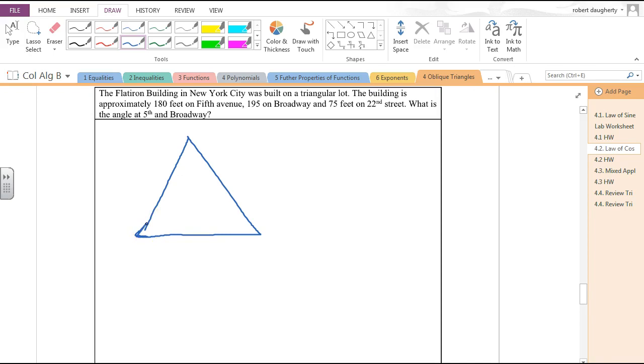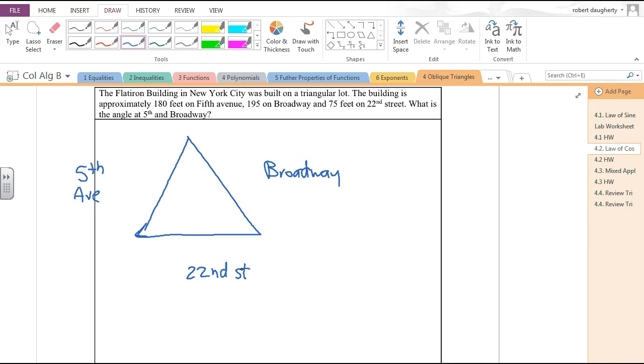And it's bounded by 3 streets. So let's just say the first street is Fifth Avenue. So I'm going to call this Fifth Avenue. The other street is Broadway. And the other street is 22nd Street. These 3 streets bound the lot where that is. Okay. And then what do I know?